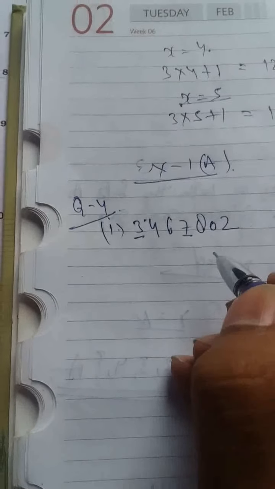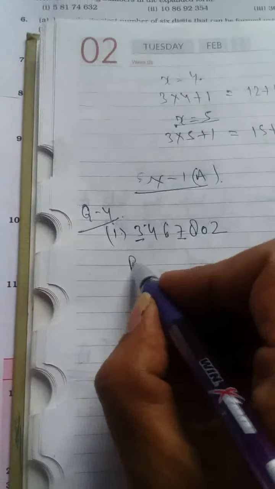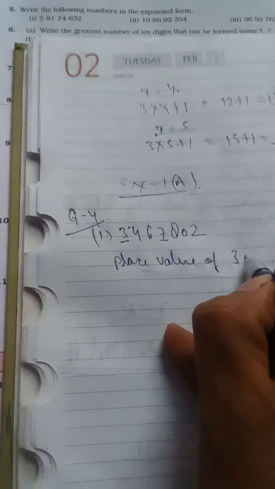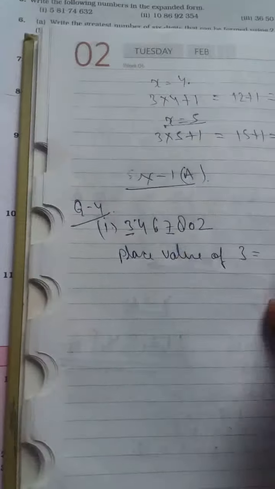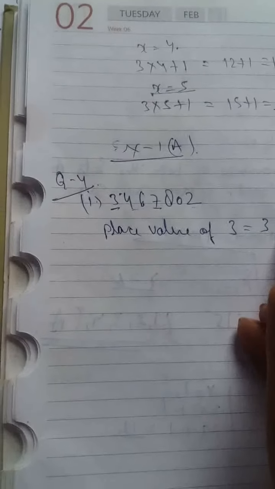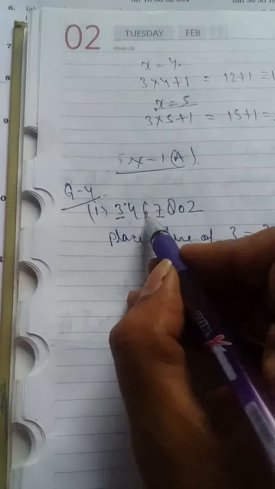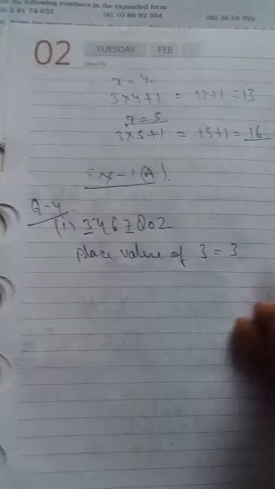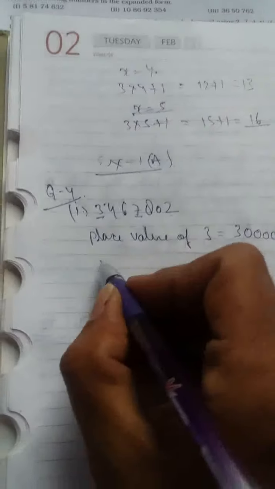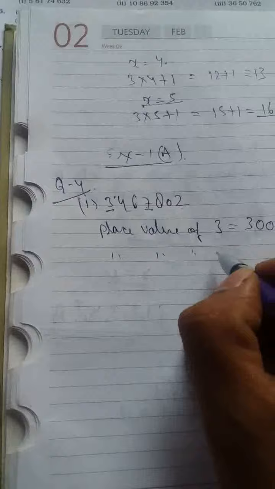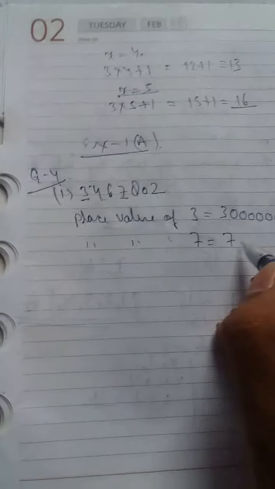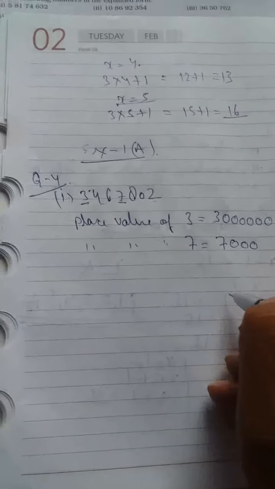Now find out the place value of these numbers. So, place value of 3. How will you find place value? Write that digit and put the number of zeros according to the number of digits after it. So, the number of digits after 3 are 1, 2, 3, 4, 5, 6. So, 6 zeros. Then, place value of 7. After 7, 3 digits are there. So, 3 zeros. Like this.